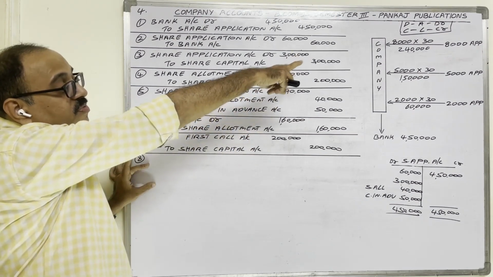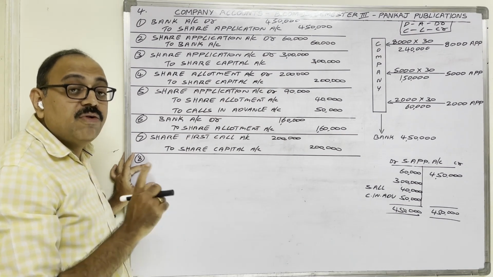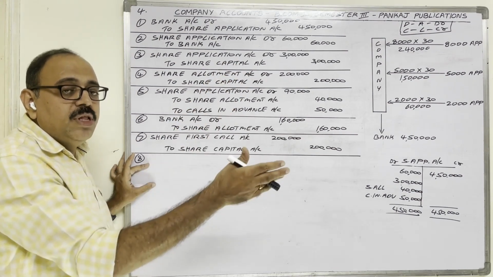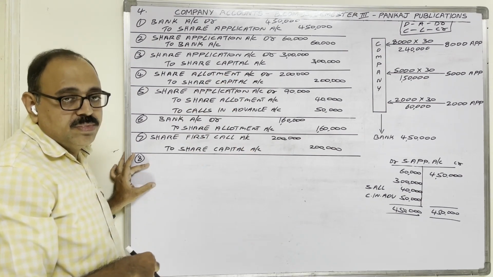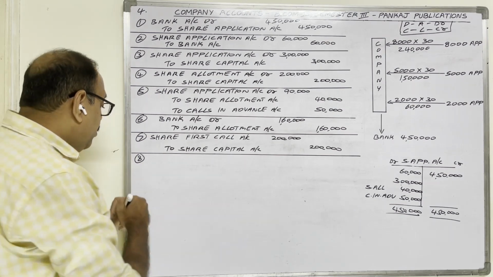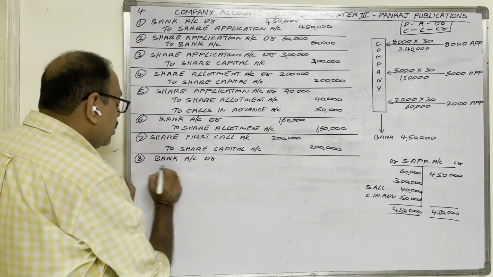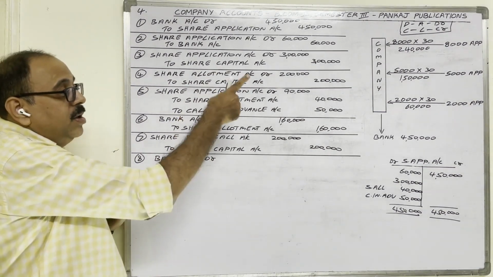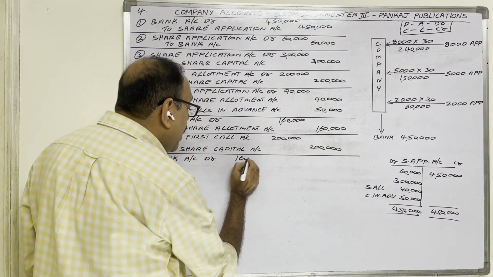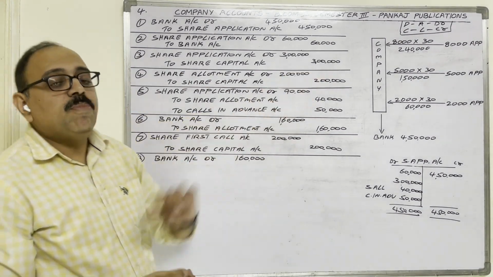First come to first category applicants. On 8,000 shares at the rate of 20 rupees each, they paid first call money. So they are paying that money into bank account. Bank account is a personal account. Debit the receiver is applicable. Bank account should be debited. Bank account debtor. How much they are paying? 8,000 shares into 20 rupees each, 1,60,000.